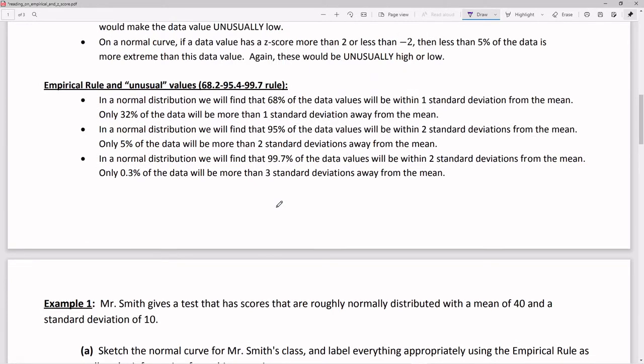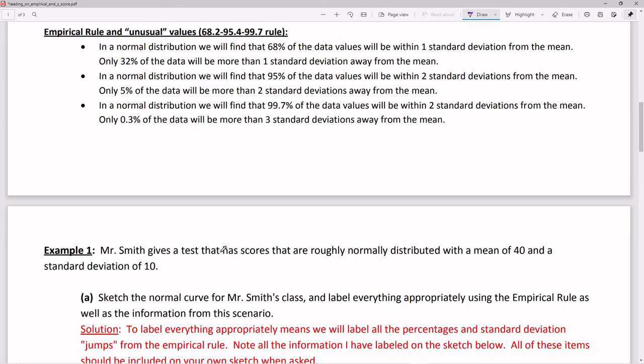So let's see what it looks like to apply this. Let's go down to example 1 and see what this idea looks like. When you're going through this, there's a couple things I could ask you to do. Let's just look at this example. It says, Mr. Smith gives a test, and that test has scores that are roughly normally distributed. So the first thing you need to do is look for this idea that the data looks normal.